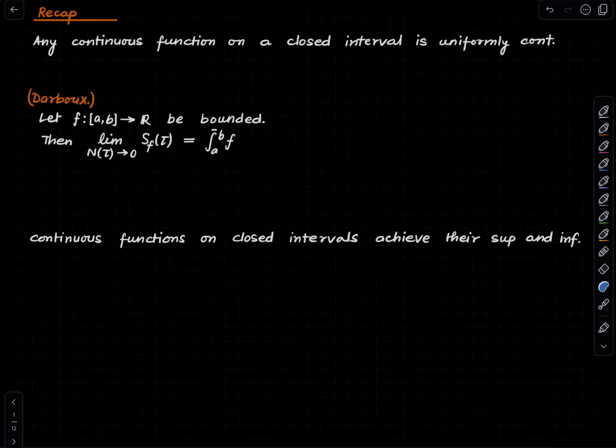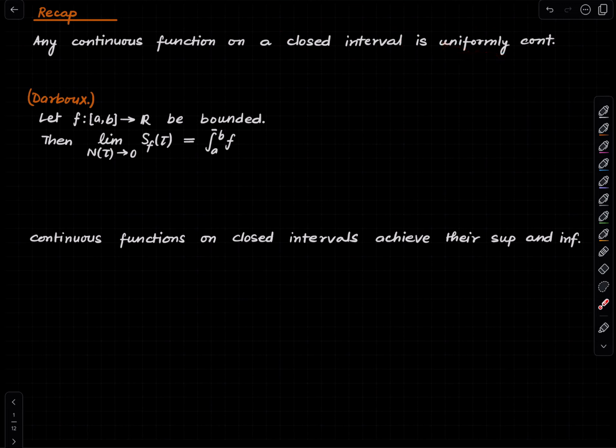Today we will be defining what is a Riemann integrable function and what is the Riemann integral, and let us recall some relevant things. So first we will use the fact that any continuous function on a closed interval is uniformly continuous. And here closed interval can be replaced by compact set. And what is uniform continuity?